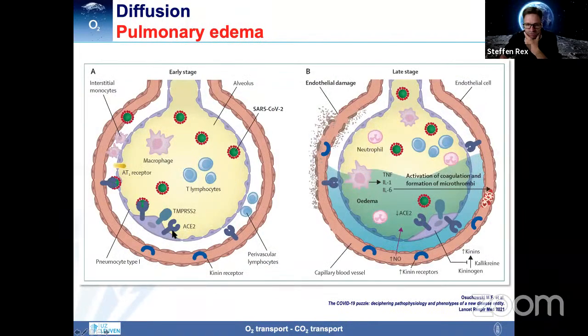The same holds true also for the pathophysiology of COVID-19. Also here you see an inflammatory pulmonary edema where the inflammatory mediators just destroy the pulmonary vascular endothelium so that water, or plasma, can leave the capillaries and get into the alveoli. And in the end, it's the same pathomechanism, that the diffusion distance just becomes too large.